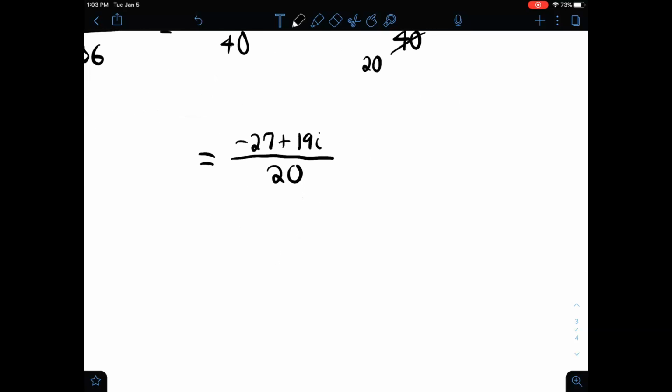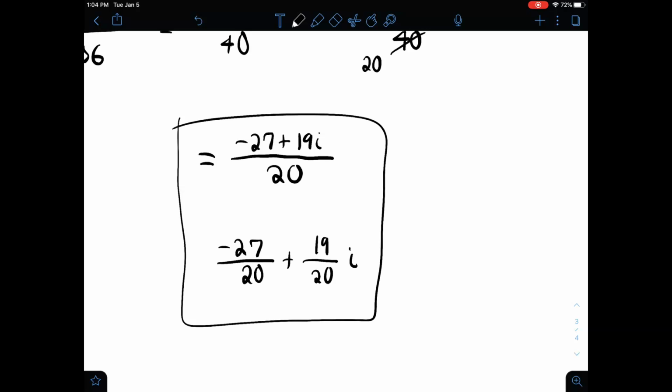You can write it like that, or you can split it up and write it as a real number and an imaginary number. So negative 27 over 20 plus 19 over 20 i, like that. These are our final answers.